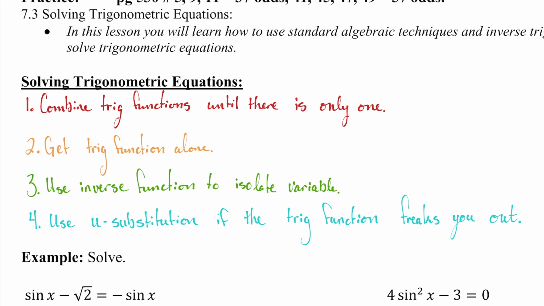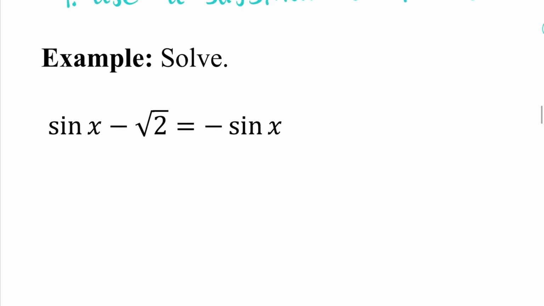There are instances where we may have to use factoring, and if there's factoring involved, you can always do u substitution. If the actual sine, cosine, tangent part kind of freaks you out, you can replace sine of x with a variable, with a u, and then you can see a little bit easier how to get that variable alone. For this one, I don't think u substitution is completely necessary because I just have two sines.